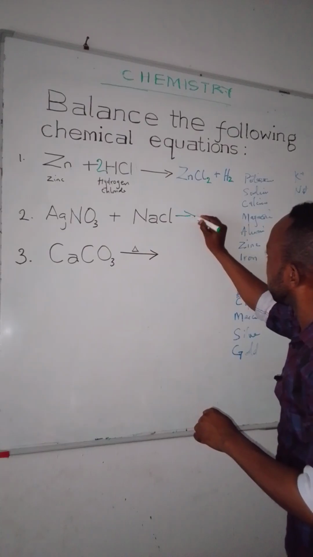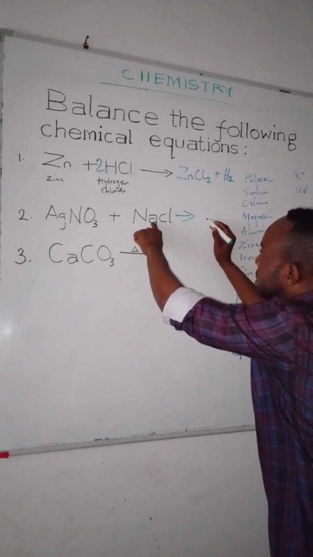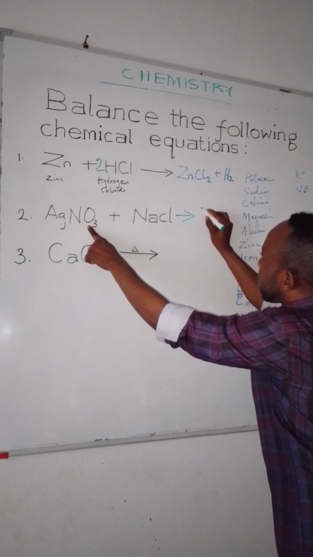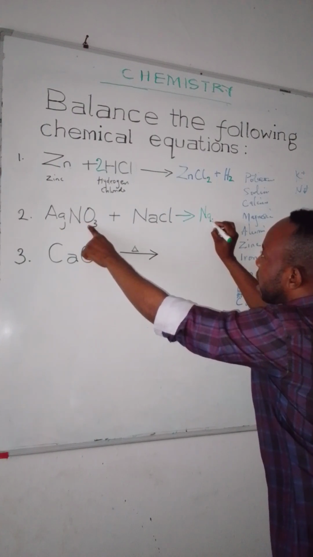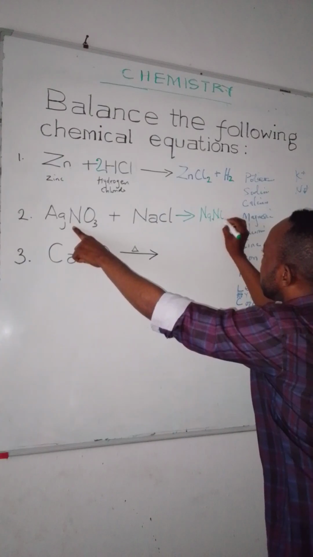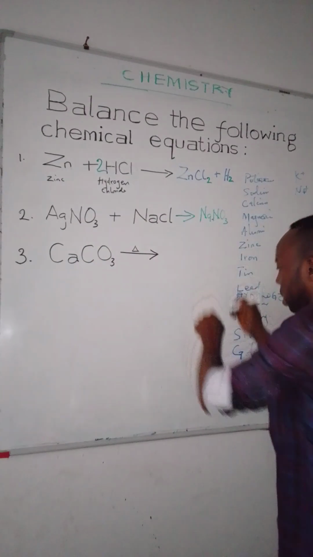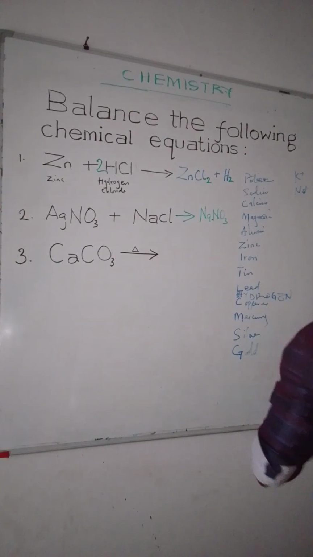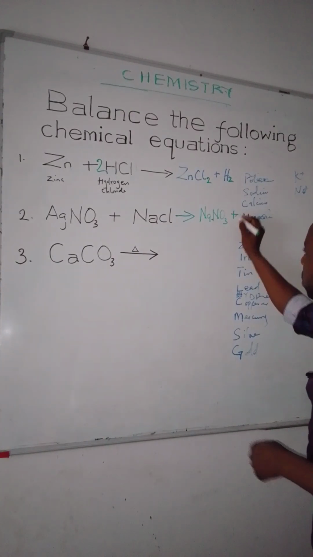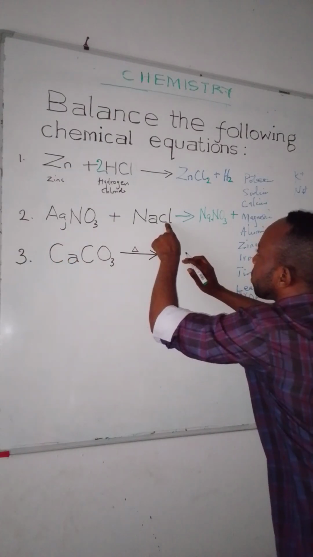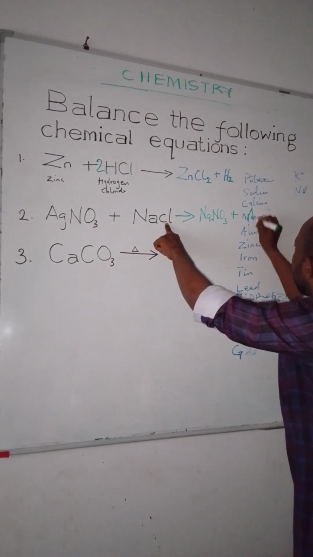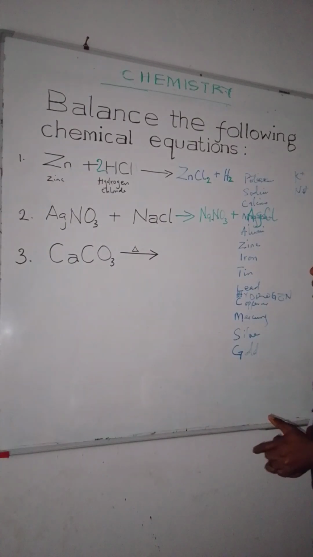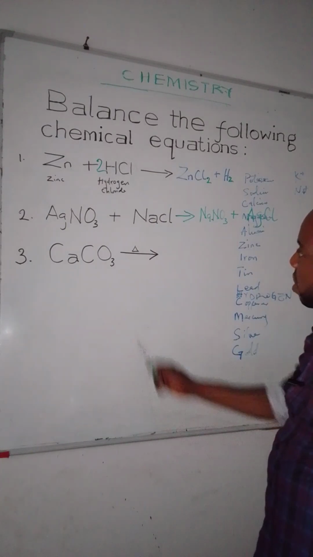The equation will become something like this. Remember, I said sodium will chase silver away to take the wife of silver. Then if that happens, you will now have sodium having the wife of silver, which is like this. And this is sodium nitrate plus, now the silver will take chlorine, silver chloride.